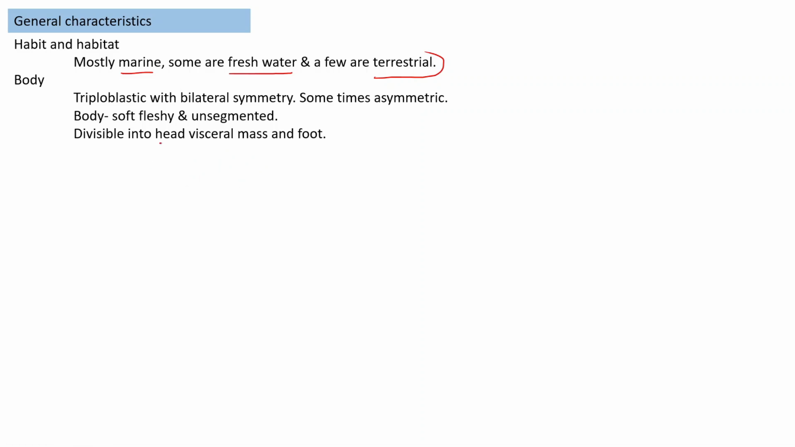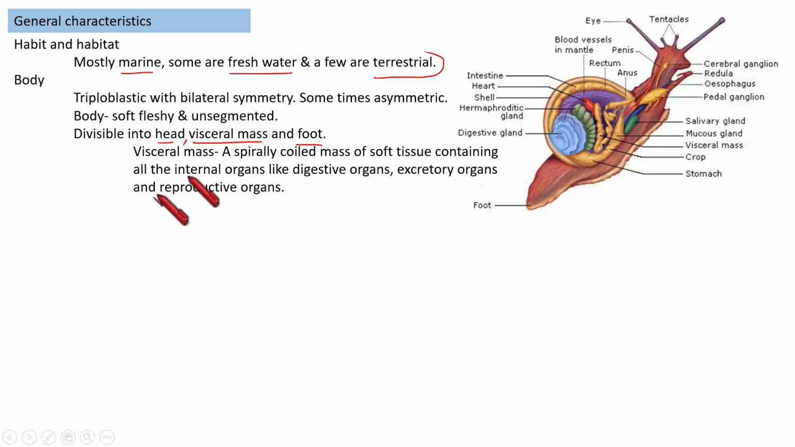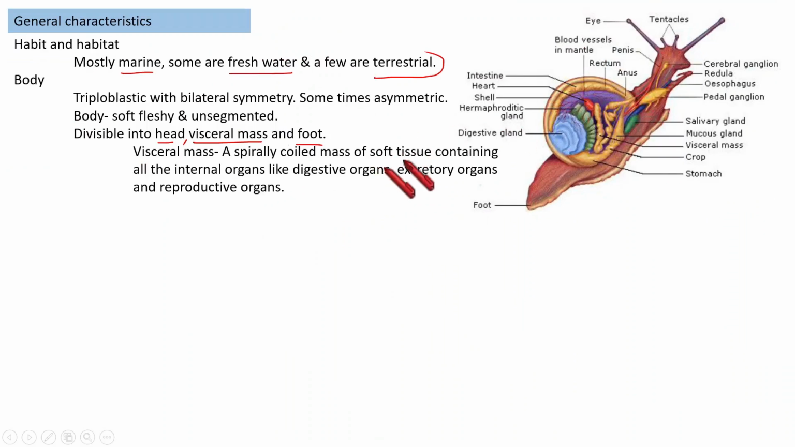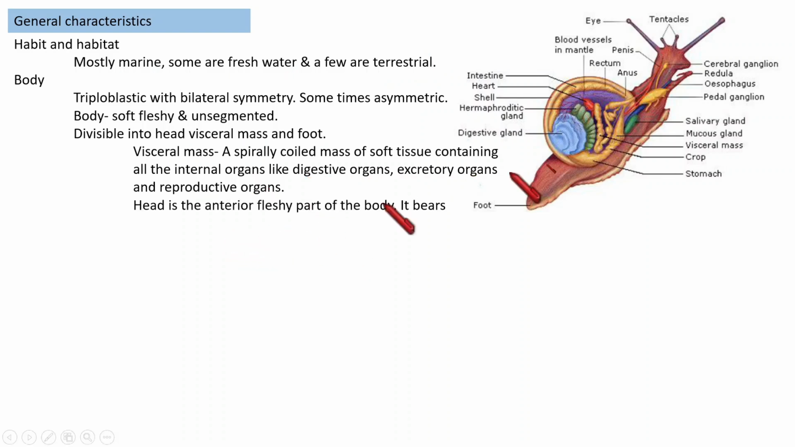The body can be divided into head, visceral mass, and foot. Visceral mass means that mass of soft internal organs. Yes, we can see here the spirally coiled mass of soft tissue, and that tissue includes all the internal organs like digestive organs, excretory organs, and reproductive organs.